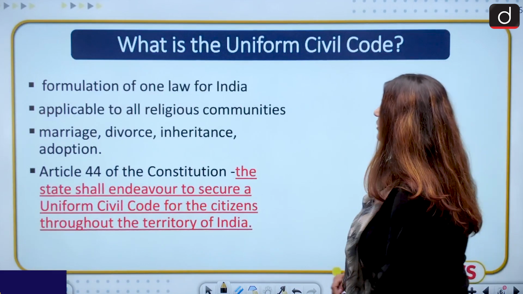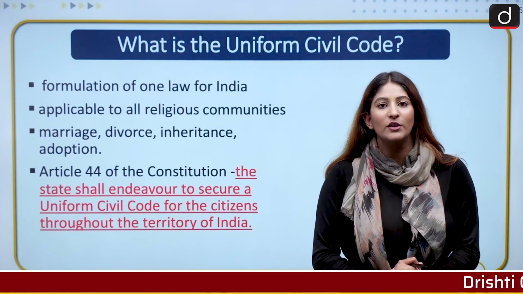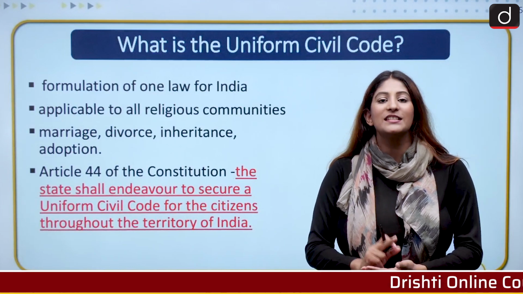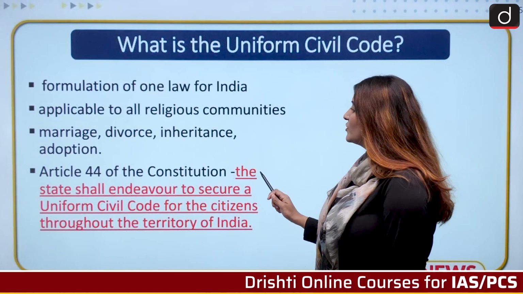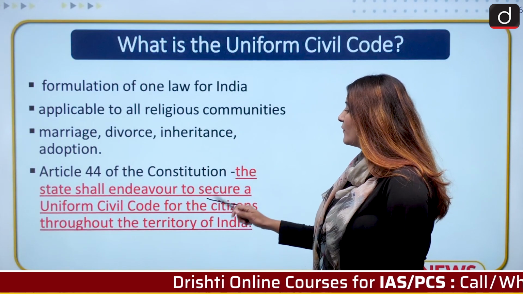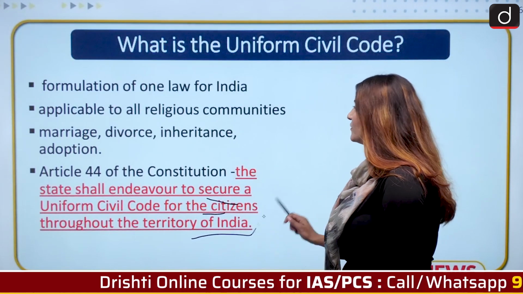Moving on, let us talk about Uniform Civil Code. What is Uniform Civil Code? Uniform Civil Code finds its mention in the Directive Principles of State Policy, Article 44, in which the state shall endeavour to secure a uniform civil code for the citizens throughout the territory of India.